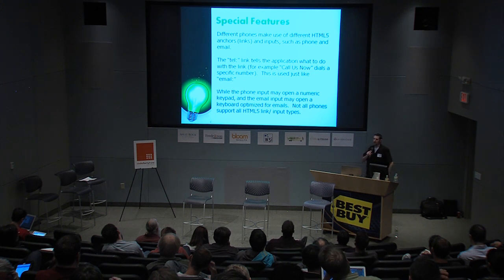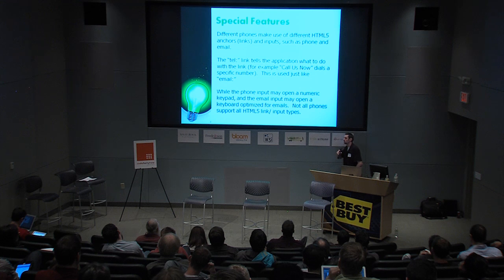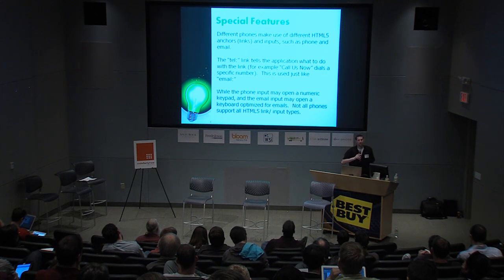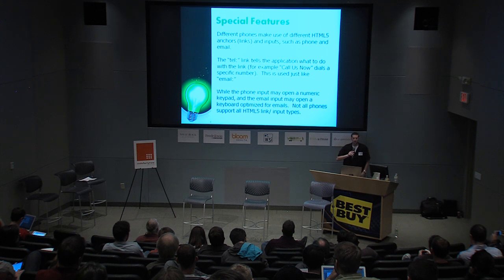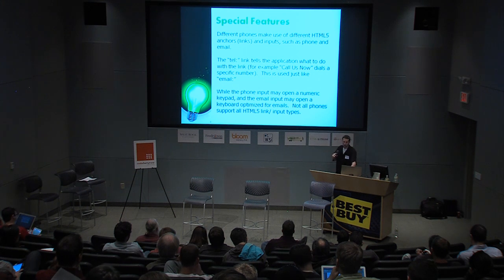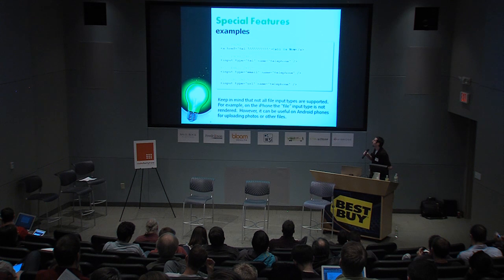Special features. Different phones make use of different HTML anchors or links and inputs, such as phone and email. For example, you can have the tel link for call me now. If you guys are developers or you do HTML, it's just like an email link, only it's tel and the number. There's also different types of inputs supported by different types of phones. For example, you can use the tel input to get a telephone number or an integer. You can use the email input, the URL input. And we have some examples right there.